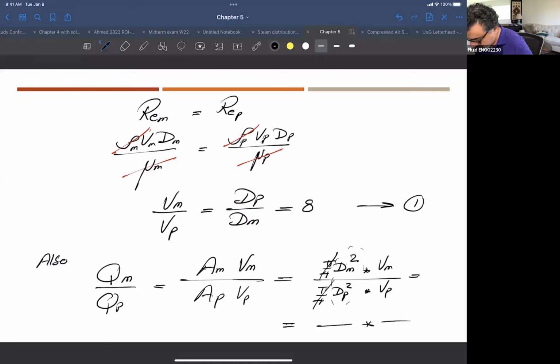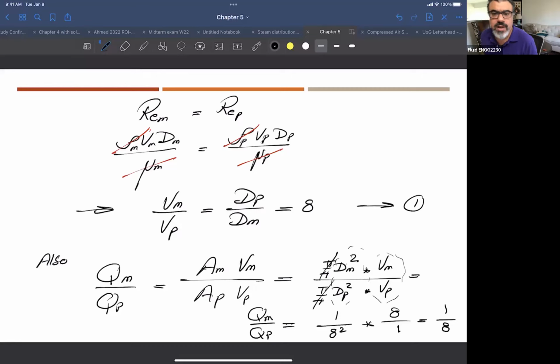So D model over D prototype is 1 over 8 squared, okay? And from equation 1, you have V model over V prototype, right? Because you have V model divided by V prototype, and it is 8 divided by 1, okay? Which means that this is basically what? Q of the model over Q of the prototype ends up being 1 over 8, okay?